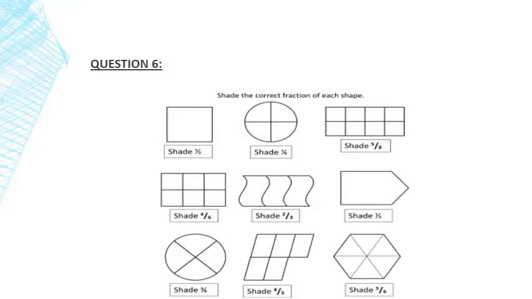Now question number 6. Shade the correct fraction of each shape. 1 over 2. As you notice, it means I should divide this shape into two equal parts. And then we take from these parts how many parts? 1. So we color 1.